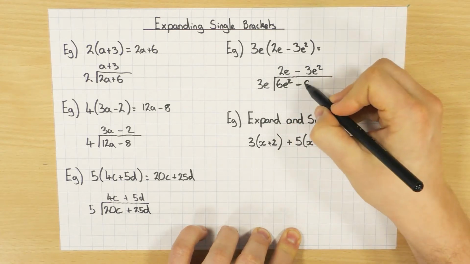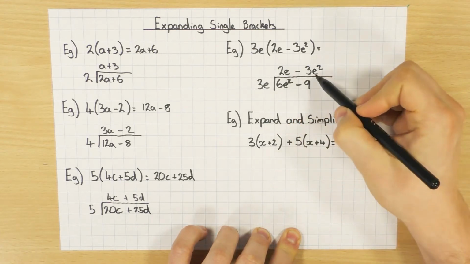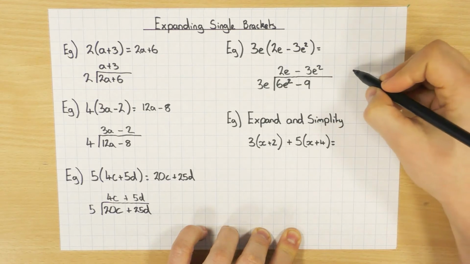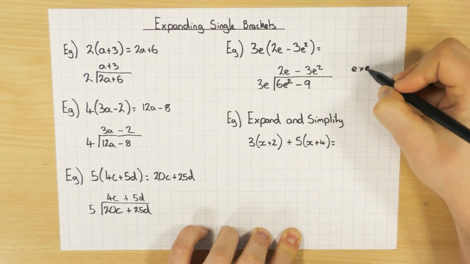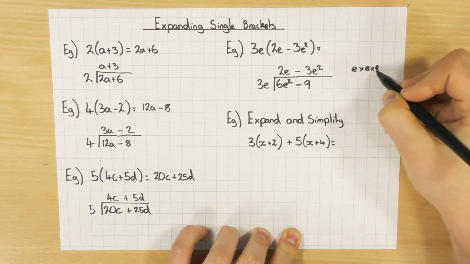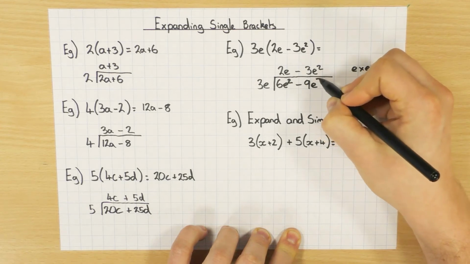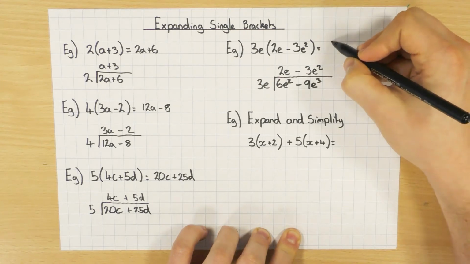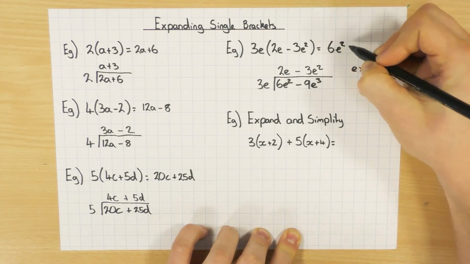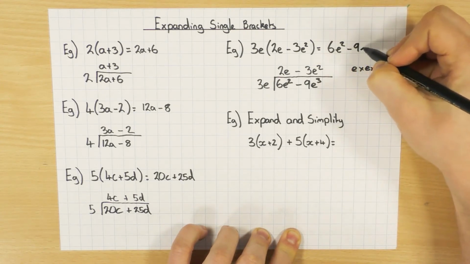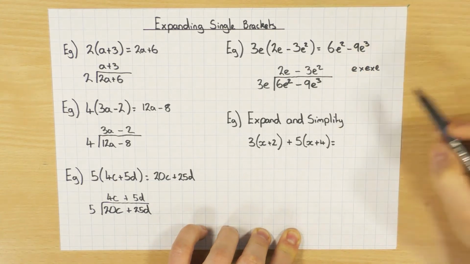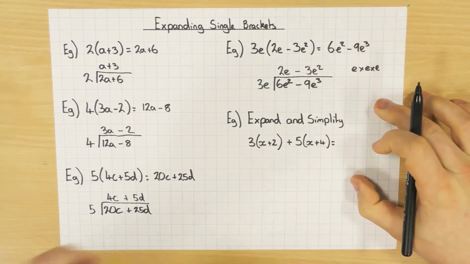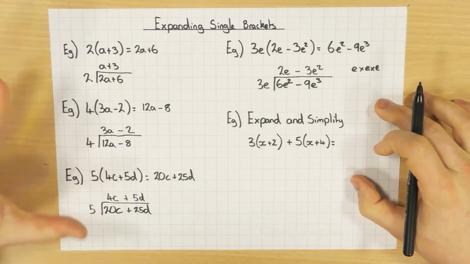3 times 3 is 9. e times e squared, well, that's the same as saying e, and then e squared means e times e. So e times e times e, that's the same as saying e cubed. We just add 1 to the power. Okay, don't forget to write out your answer: 6e squared minus 9e cubed. Excellent. So that's just expanding single brackets.